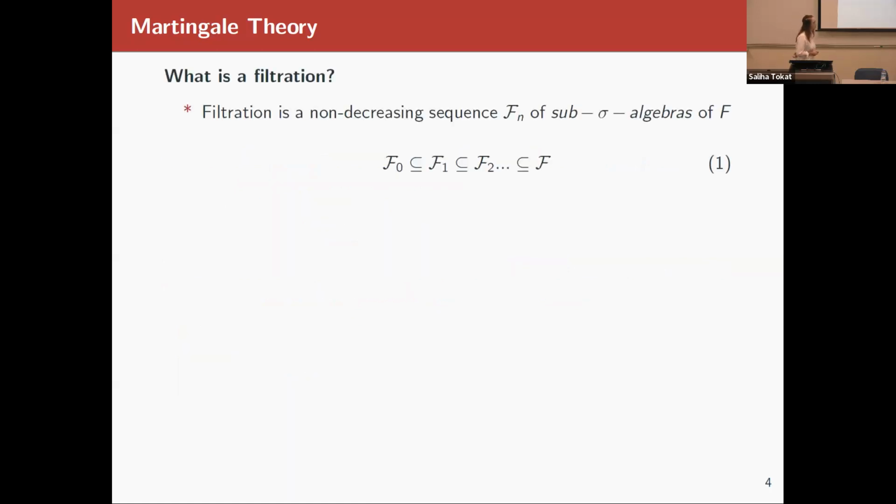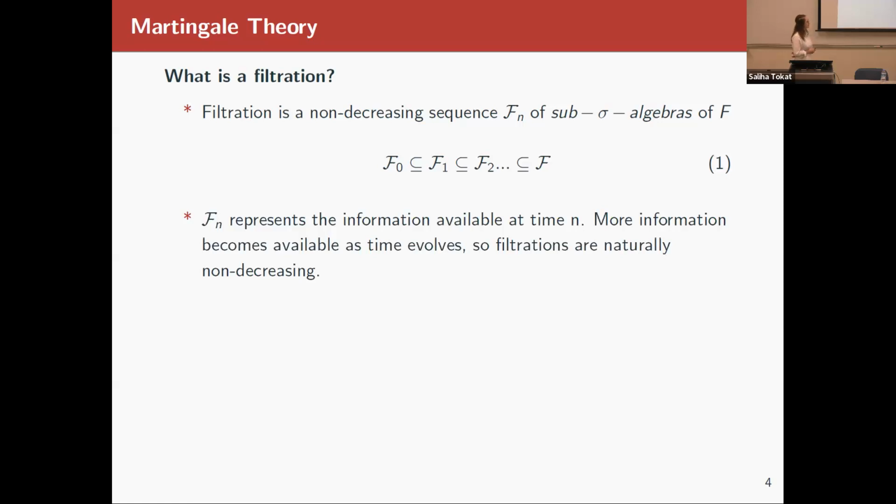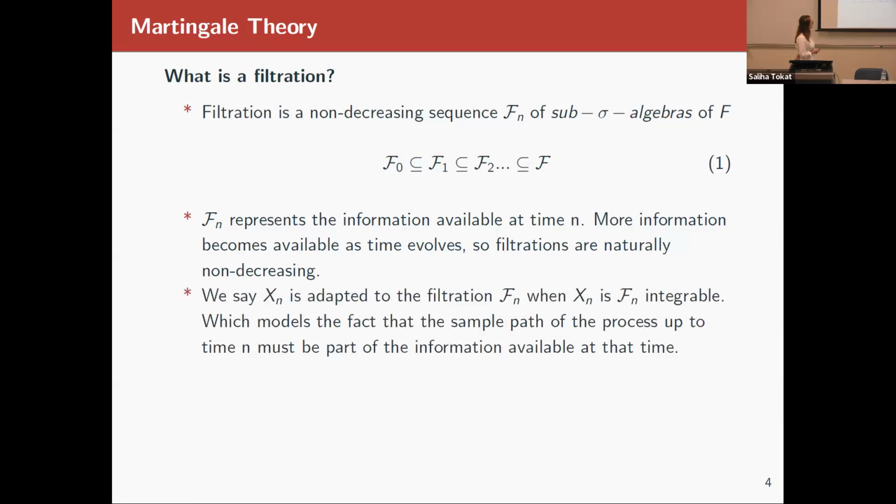So, what is a filtration? A filtration is a non-decreasing sequence Fn of sub-sigma algebras of F. Fn represents our information available at time n. More information becomes available as time evolves, so filtrations are naturally non-decreasing. We say Xn is adapted to the filtration Fn when Xn is Fn measurable, which models the fact that the sample part of the process up to time n must be available at time n.